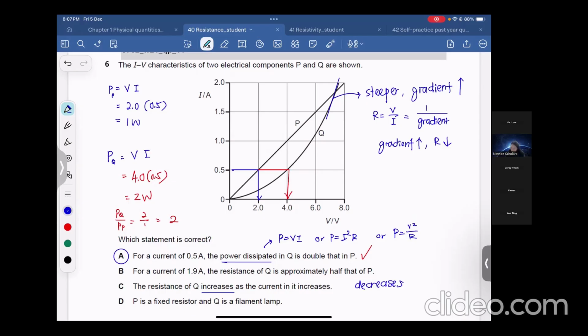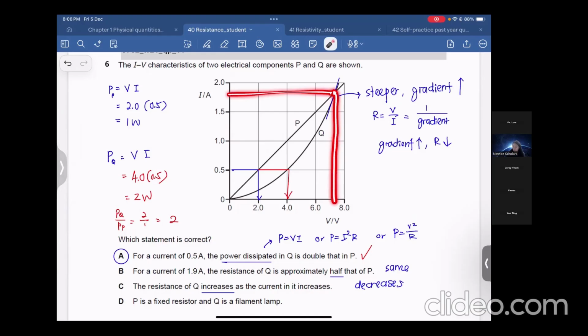Okay, so why is B wrong? In 1.9, the resistance of Q is half that of P. You see, 1.9 is somewhere here, where they are touching, having the same V and the same I. So what is their resistance? They should be almost the same, not half. Because can you see this point? Both components have the same voltage and the same current at 1.9. So for B, the answer should be the same, not half.